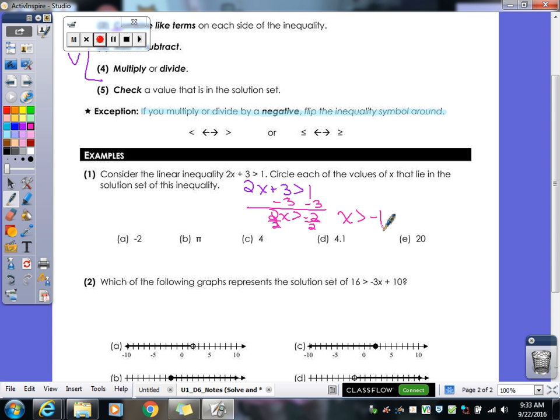So to answer the question, I've got to find all of the numbers that are greater than -1. Is -2 greater than -1? No. Is pi? Is 4? How about 4.1? 20? Yes. So B, C, D, and E would all be in the solution set.